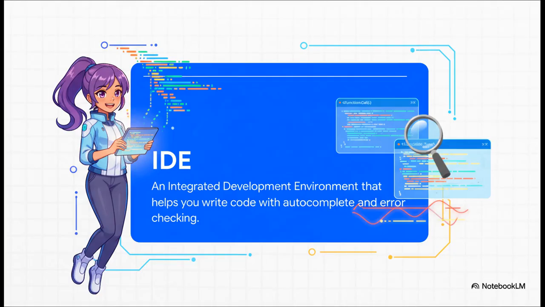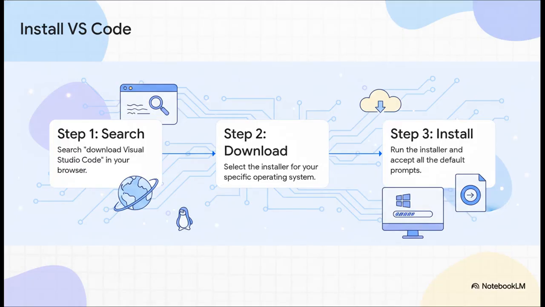Now, both of these programs fall into a category called an IDE, which stands for Integrated Development Environment. That's a fancy term, but you can just think of it as a text editor that's on steroids, specifically for writing code. It's like having a super smart assistant sitting next to you. As you type, it suggests how to finish your lines of code, it color codes everything to make it easier to read, and most helpfully, if you make a typo or a mistake, it underlines it in red just like a spell checker in a Word document. It just helps you write better code faster. And VS Code in particular has this amazing library of free extensions you can add to make it even more powerful.